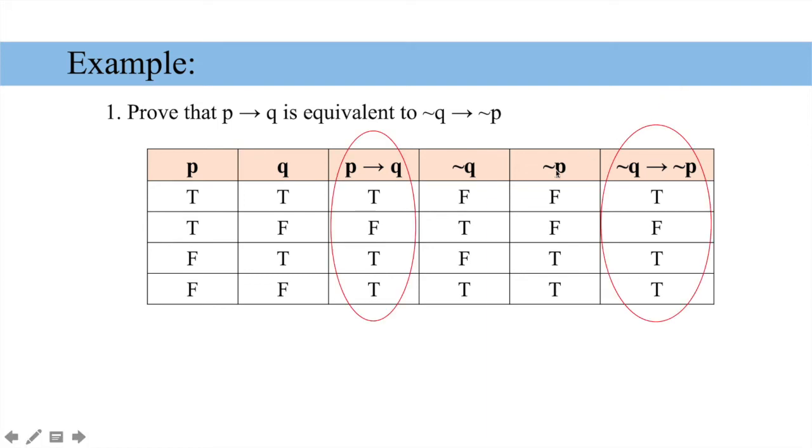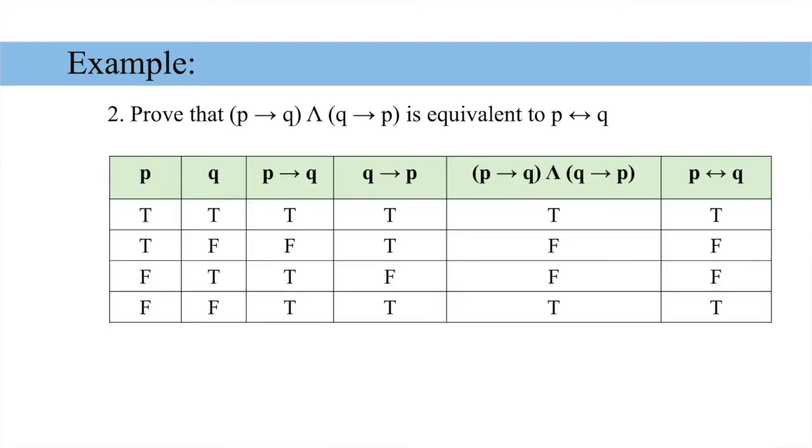So as you can observe, P implies Q and the negation of Q implies negation of P have the same truth values. TFF, TFF. So therefore, P implies Q is equivalent to negation of Q implies negation of P.